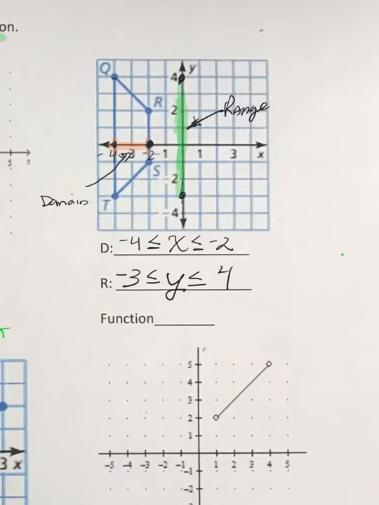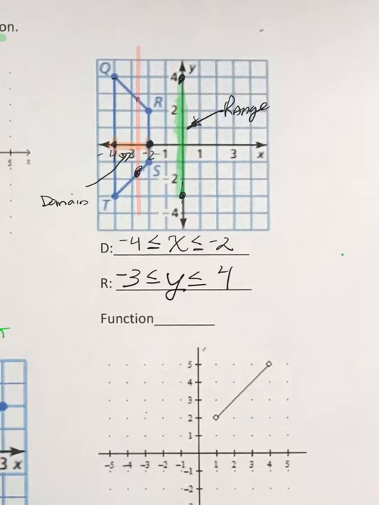So I took a moment and cleaned it up a little bit, and let's do the vertical line test. If you dropped a vertical line, would it hit the graph? The trapezoid is the graph. Would it hit the graph more than one time? There are lots of vertical lines, and you just have to show one.